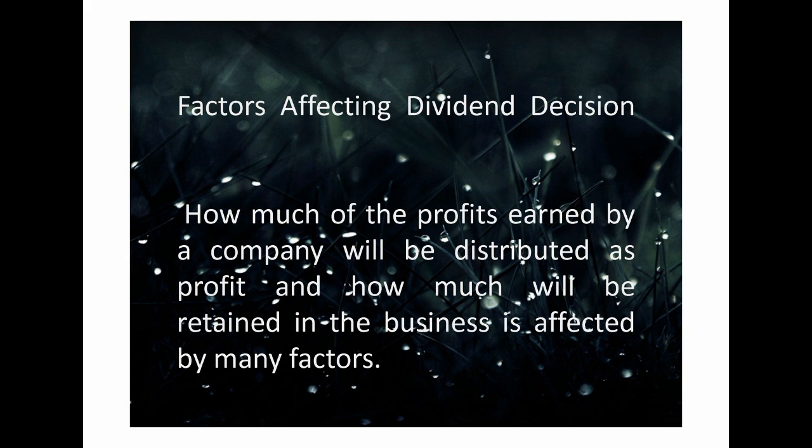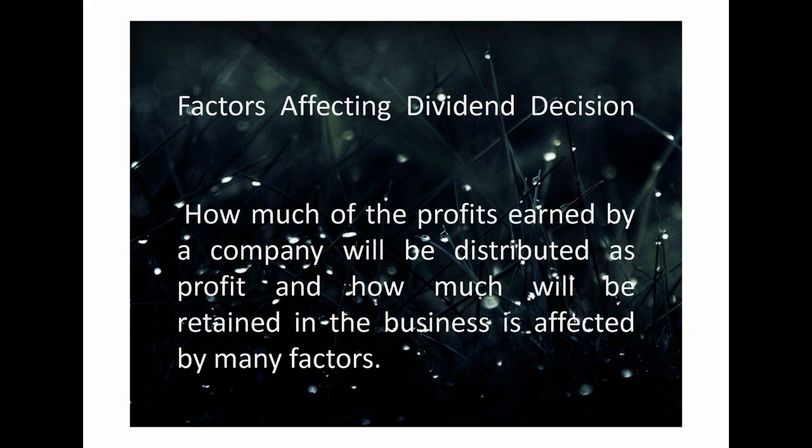So next we'll discuss the factors affecting the dividend decision. So what are the factors which affect the dividend decision? How much of the profit earned by the company will be distributed as dividend and what amount will be kept in the organization as retained earnings becomes very important. All the amount can't be distributed to the shareholders in the form of dividend, and all the amount can't be kept in the organization in the form of retained earnings. So the manager, like I told you, has to take a proper and effective decision regarding what amount of funds has to be kept in the organization as retained earnings and what share has to be distributed to the shareholders as dividend.